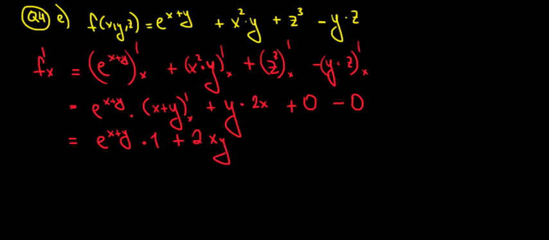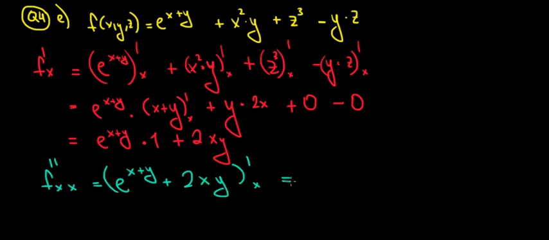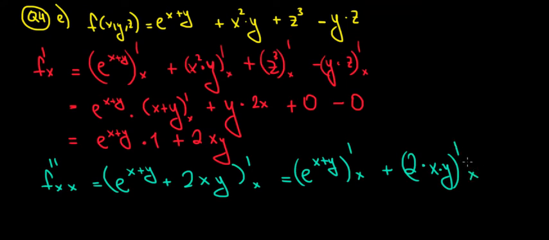Let's work with the second partial derivative right away. So let's do f derivative with respect to x, and let's differentiate it once again with respect to x. So we will take the first partial derivative, which we just found, e to the power x plus y plus 2 times x times y, derivative with respect to x again. So that's going to be e to the power x plus y derivative with respect to x plus 2 times x times y derivative with respect to x.